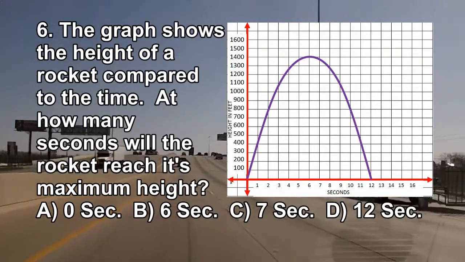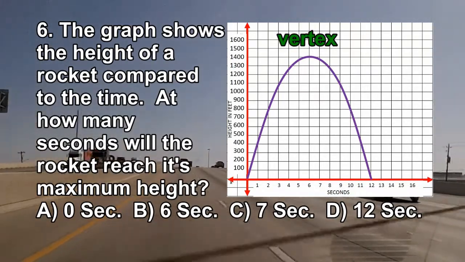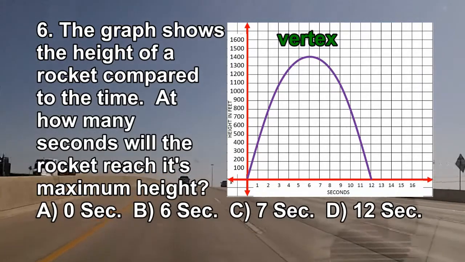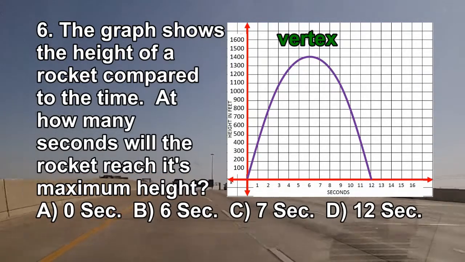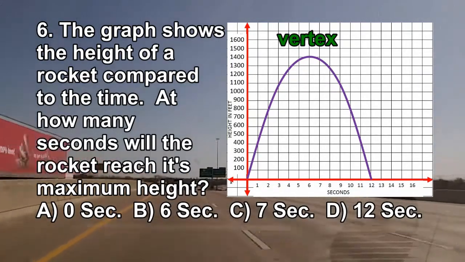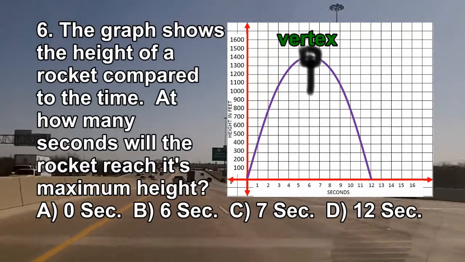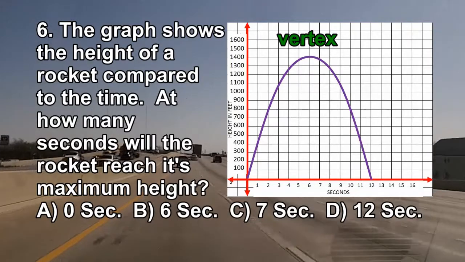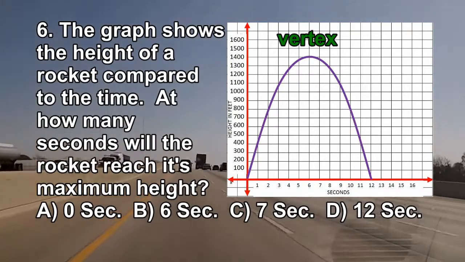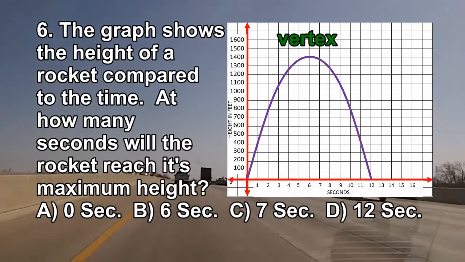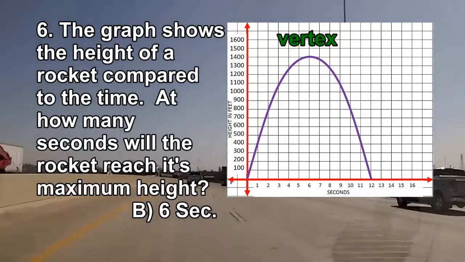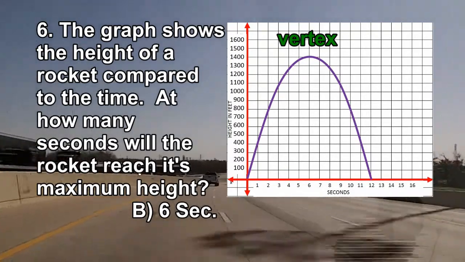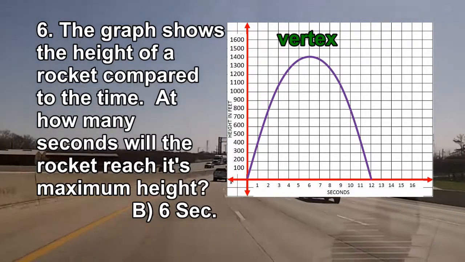To get this answer, we need to know that the vertex will be the maximum height of the rocket. If you were to locate the vertex and go down, you would find the value of the time. The value of the time would be at 6 seconds. So at 6 seconds, the rocket will reach its maximum height. So B, 6 seconds, is the correct answer.